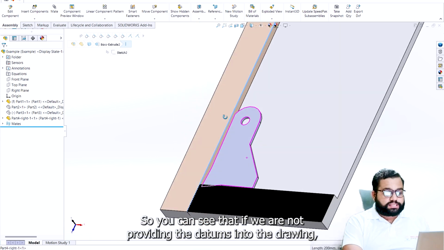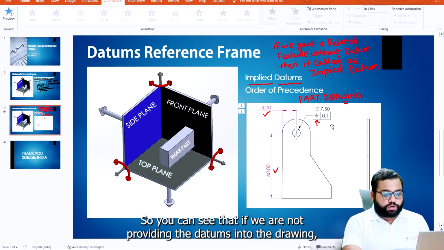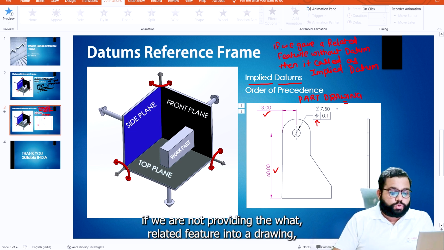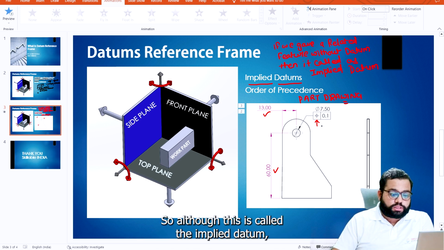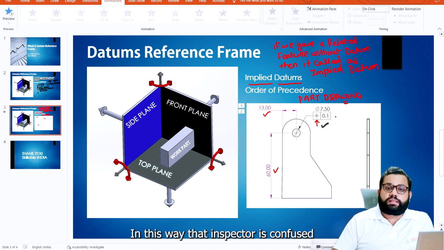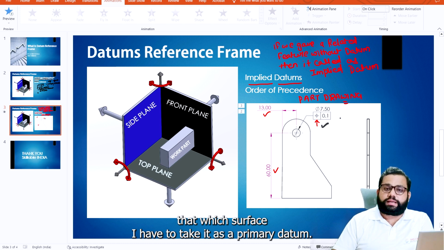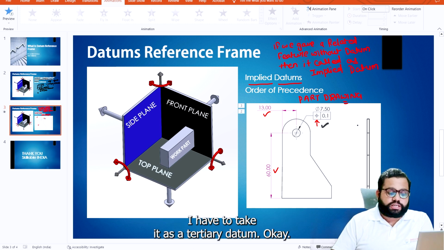Okay, so you can see that if we are not providing the datums in the drawing, if we are not providing any related features in a drawing, let's say if we are not providing any datums over here, although this is called the implied datum, this is not the correct way. In this way the inspector is confused about which surface to take as the primary datum, which surface as the secondary datum, and which surface as the tertiary datum. Okay.